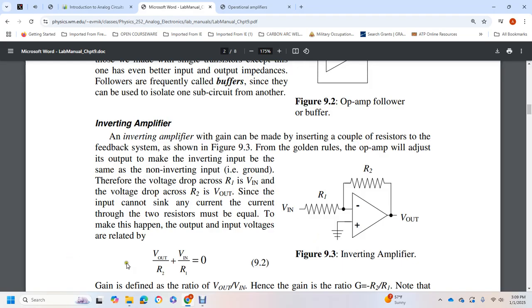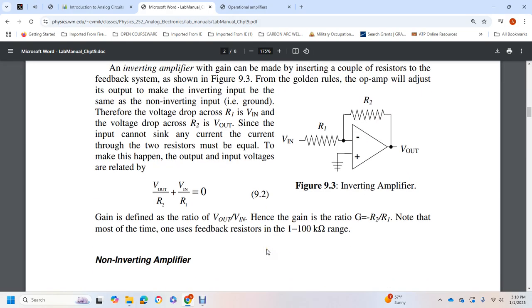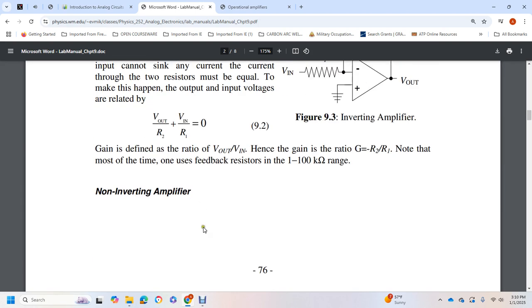So we have voltage output over resistor 2 plus voltage input over resistor 1 equals 0. Gain is defined as the ratio of voltage output over voltage input, hence the gain is minus the ratio of resistor 2 over resistor 1. Notice that most of the time the feedback resistors are in the 100 ohm to 100 kilo ohm range.